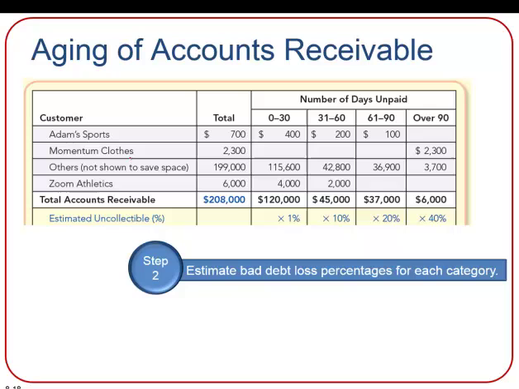So we have all of our customers: Adam Sports, Momentum Clothes, Zoom Athletics, and we have the time period in which the balances are outstanding. So 0 to 30 days, we have $120,000 total outstanding for all of our customers.